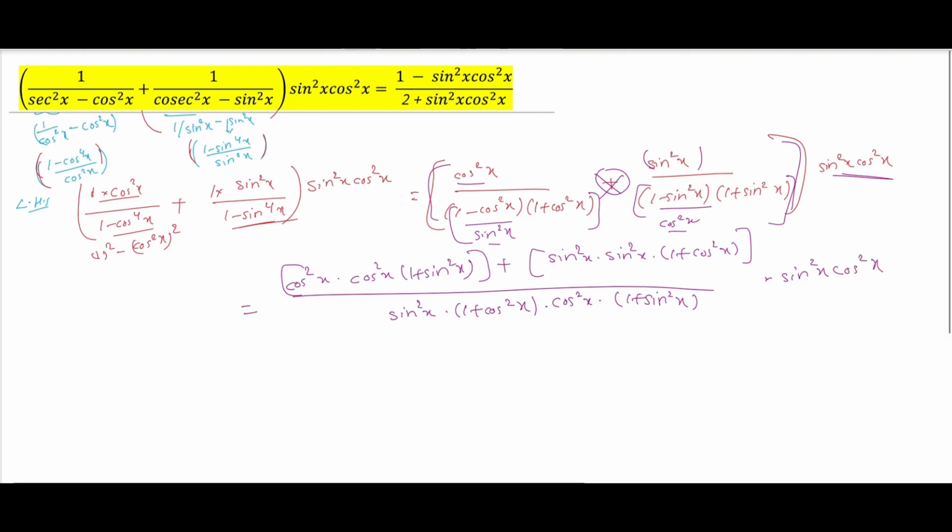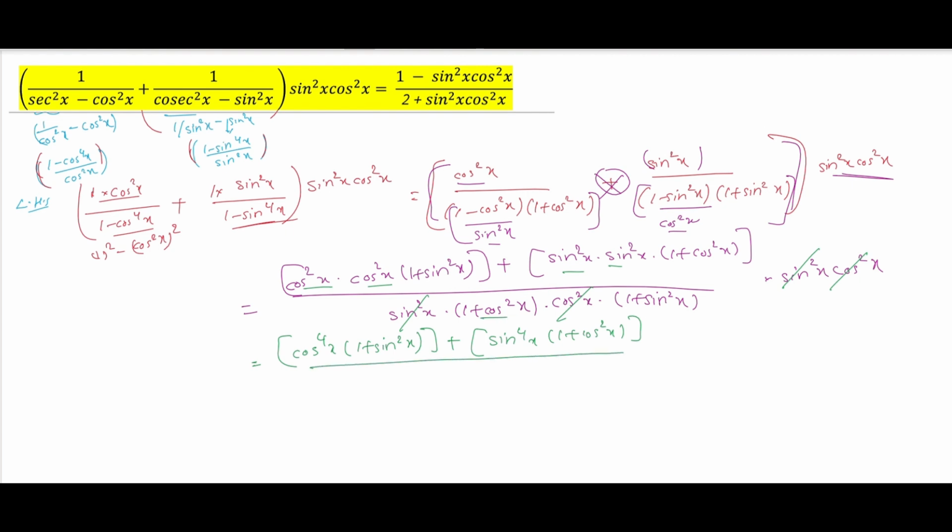Now, if we take this, we can cancel this sin square and sin square. This cos square into cos square is cos power 4 x into 1 plus sin square x. So, first term again plus, sin square into sin square is sin power 4 into 1 plus cos square x upon. Now these two things we have, that is 1 plus cos square x into 1 plus sin square x.